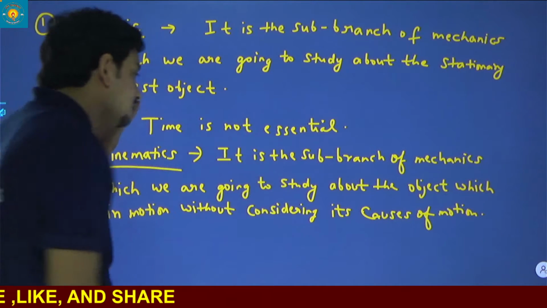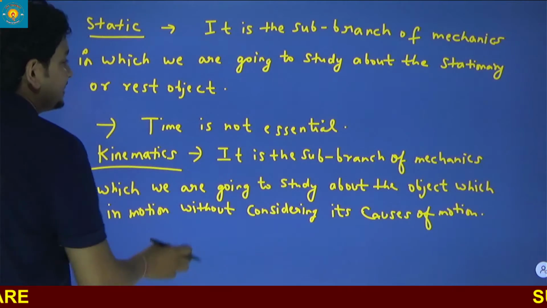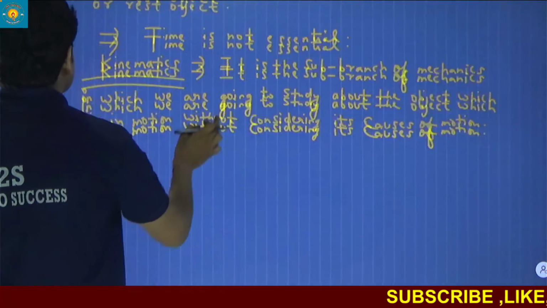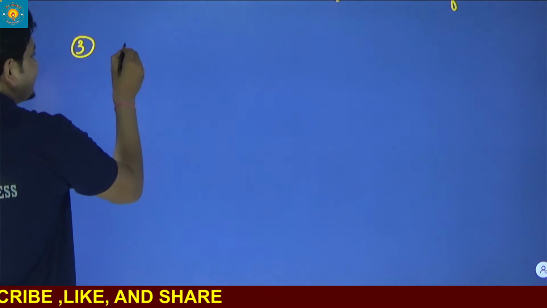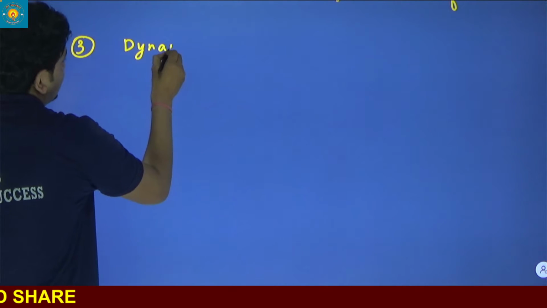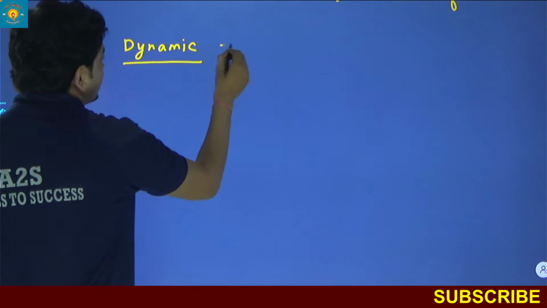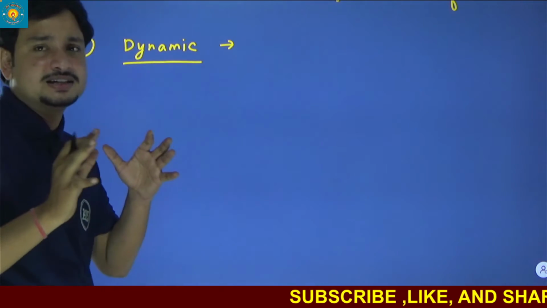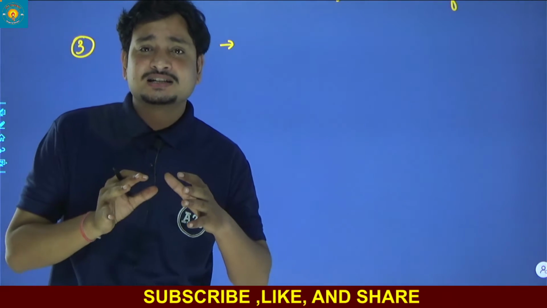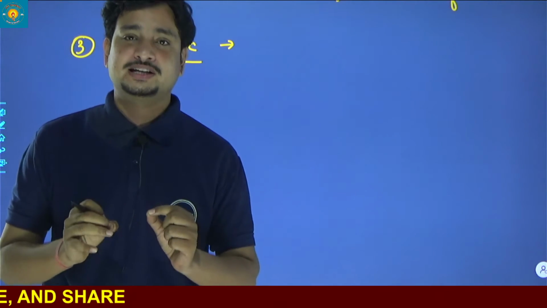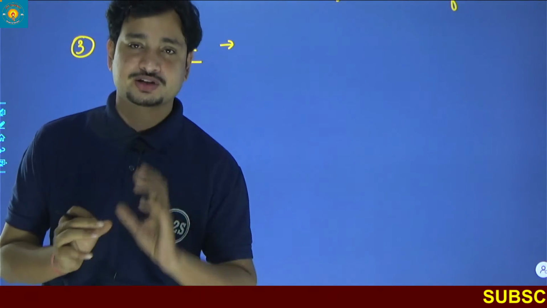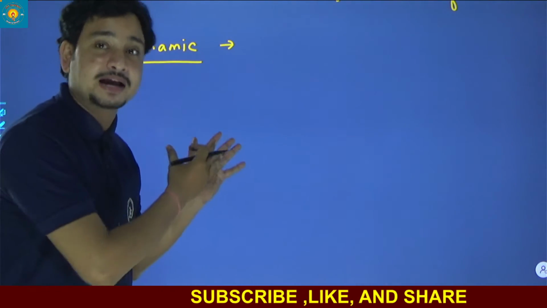Okay, now after statics and kinematics, we are going to the third sub branch of mechanics, that is called dynamics. What is dynamics? The word dynamic speaks of that which is in motion. Clear? That we know. But in physics, what is dynamics? Because it is a sub branch of mechanics.